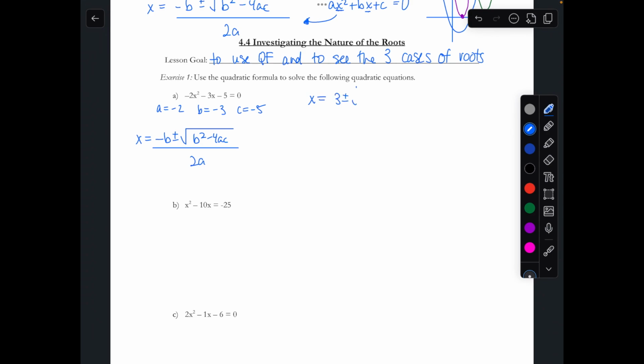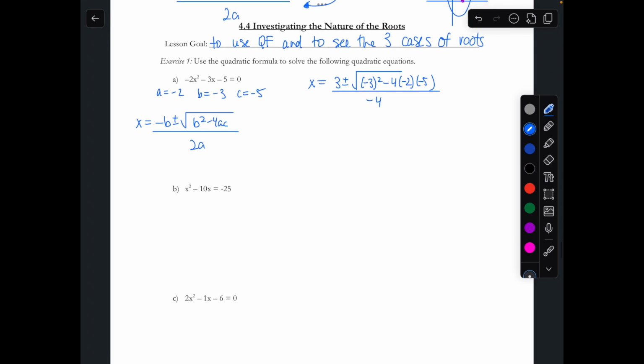Negative b is 3 plus or minus the square root of -3 squared, don't forget the brackets, minus 4ac, all over 2a, which in this case is -4. And when I work this all out, I'm going to put this in my calculator, and I'm going to get 3 plus or minus the square root of -31 over -4. And as you all know, you can't take the square root of a negative number.